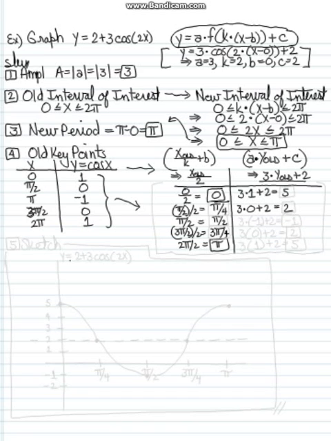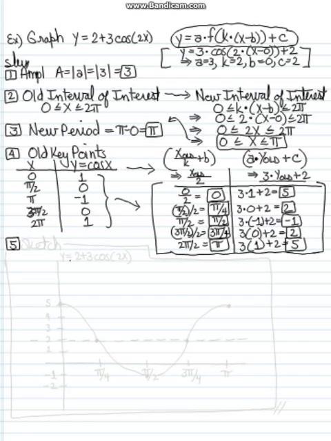Now take the next x value, pi. The y value is negative 1. So it's 3 times negative 1 plus 2 equals negative 1. And 3 times 0 plus 2 is 2. And 3 times 1 plus 2 is 5. So those are our new ordered pairs x, y. Now we just simply need to graph them and we'll be finished.